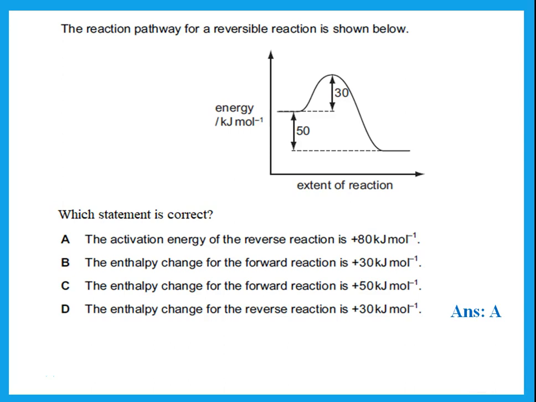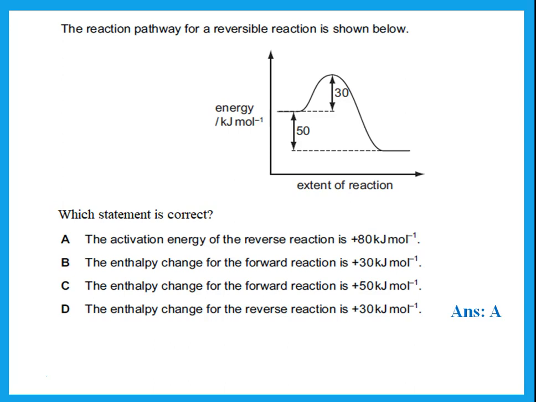Otherwise, let's take a look at the others and see whether they're right or wrong. Number B says the enthalpy change for the forward reaction is plus 30. Enthalpy change is delta H. We said the delta H for the forward reaction is the distance here from the reactant to the product. So the delta H for this reaction should be minus 50. He is telling me it's plus 30. That's wrong.